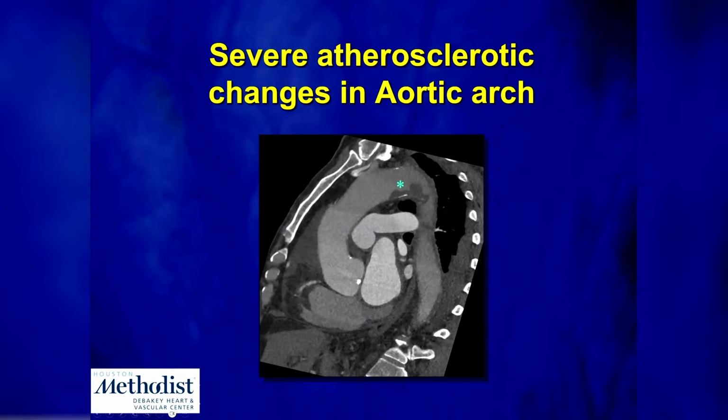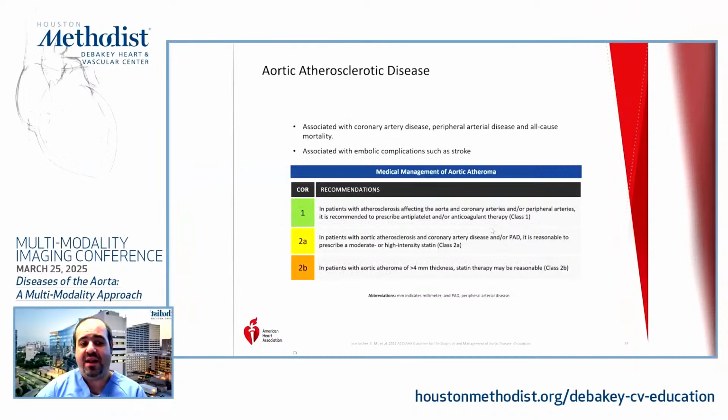A lot of the times those classified as atherosclerotic plaque type 4 and above, based on thickness of more than 4 millimeters, do harbor thrombus. So a lot of the times on histopathology you'll see atherothrombotic lesions, and these could be a nidus for stroke or peripheral embolization. A lot of the times, aortic atherosclerotic disease is unfortunately associated with CAD, PAD, and increased risk of all-cause mortality. It's recommended to prescribe an antiplatelet. Anticoagulant may be considered, but unfortunately there is no strong recommendation. And it's reasonable to prescribe a moderate or high-intensity statin for those patients in order to decrease the atherosclerotic debris.